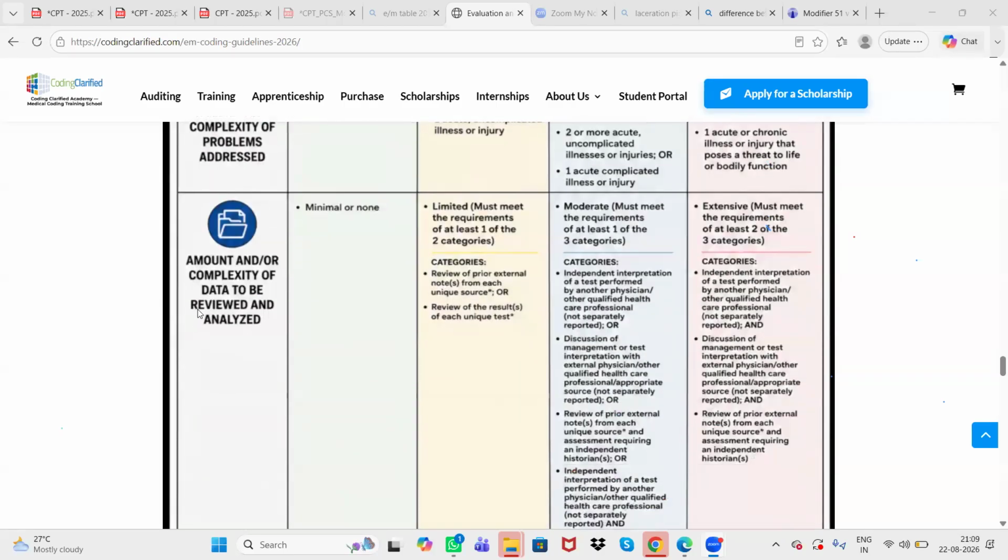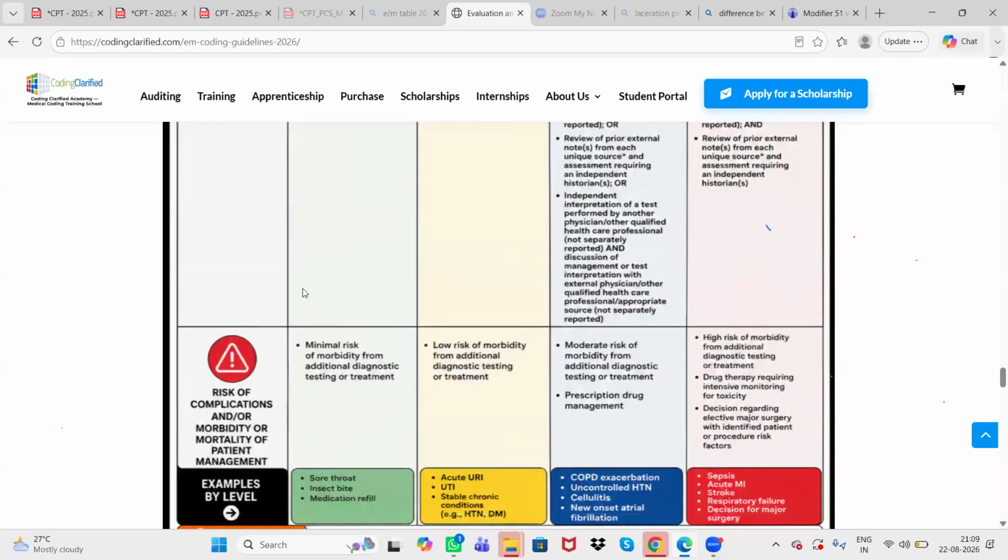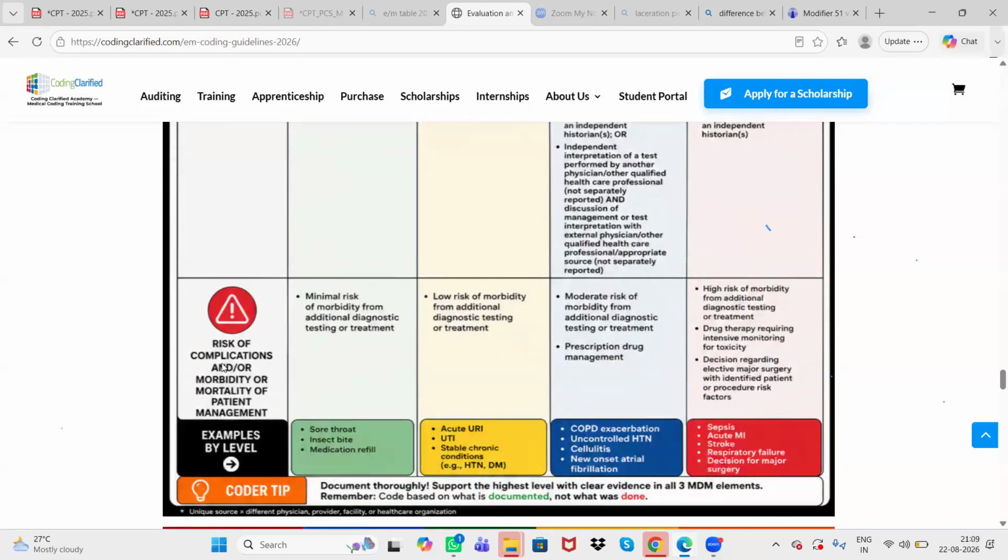Next, data. What is data? Labs and imaging, outside notes, any discharge summaries, anything like that comes under data. Next, what is risk? Medications prescribed, minor procedures, surgeries. All of these come under risk.